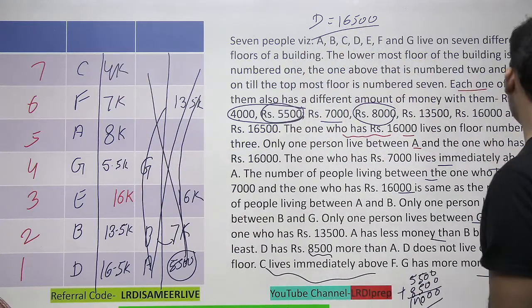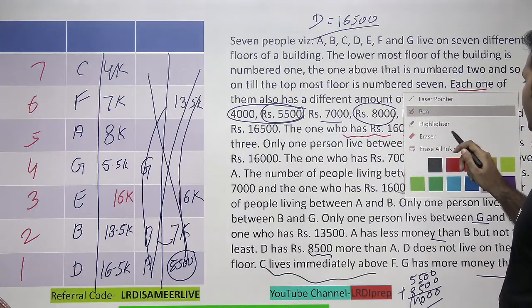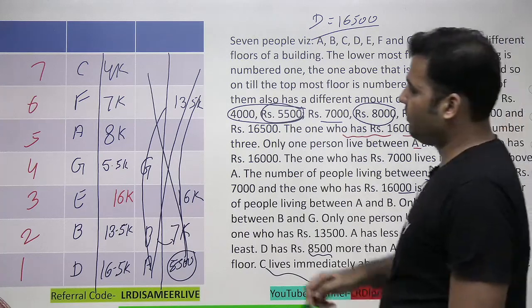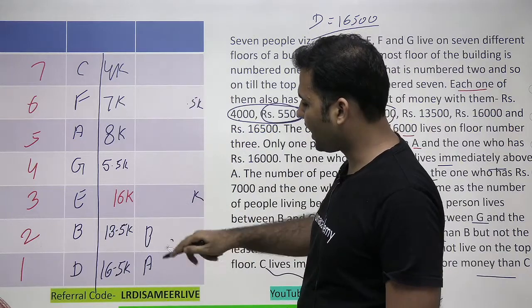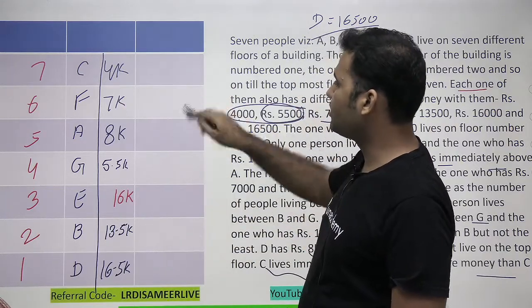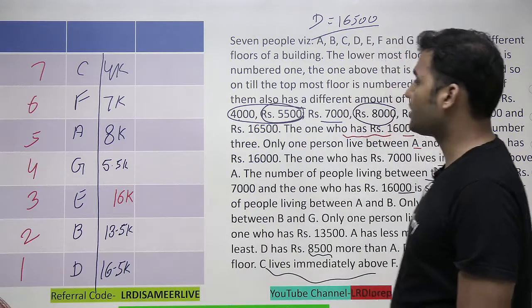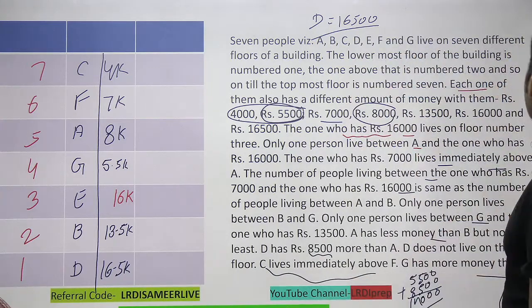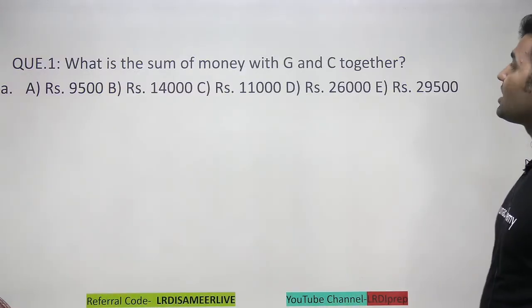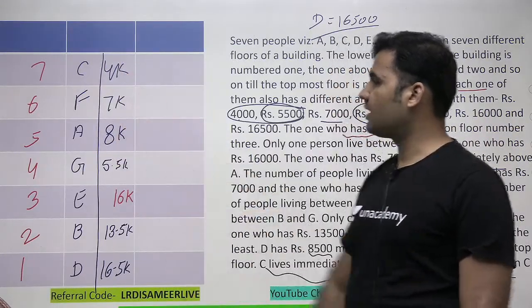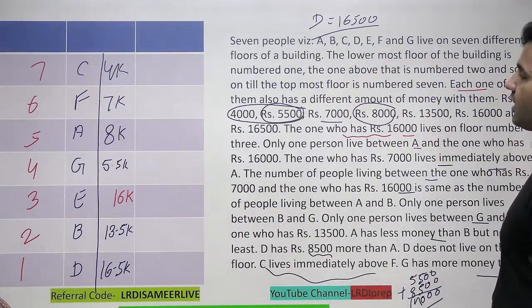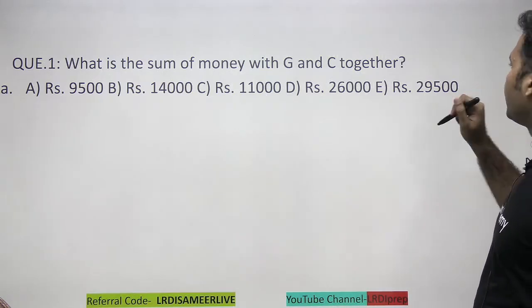That's it, right? This is how you're supposed to do this. If you are getting stuck with two cases, you need to learn how to eliminate a case and how to parallelly solve two cases, right? Now this is the final case and we can answer all the questions now. With the sum of money with G and C together, it's 9,500. 5,500 plus 9,500, right?